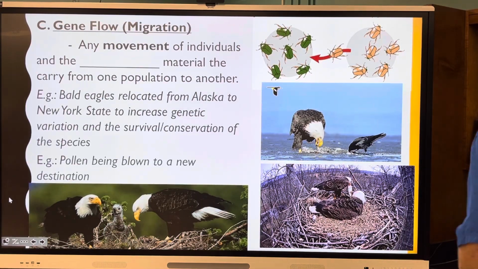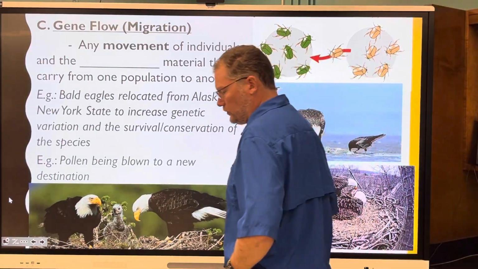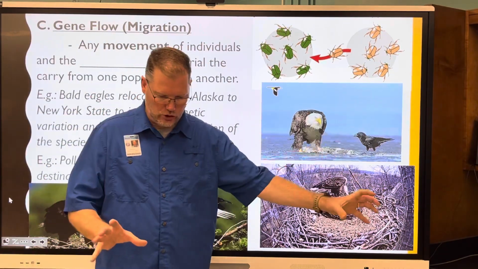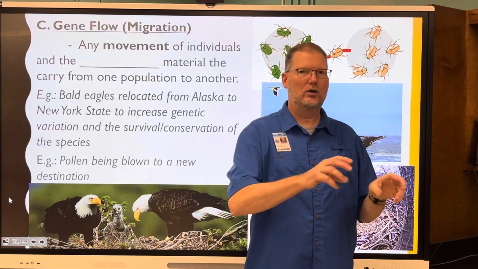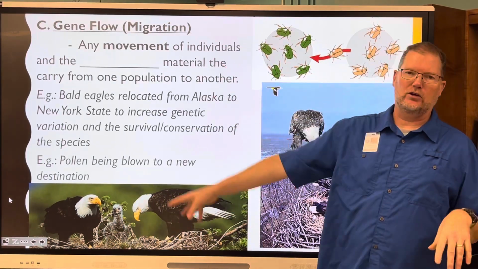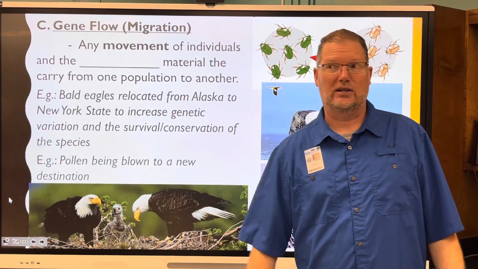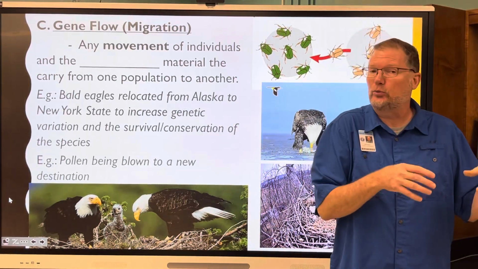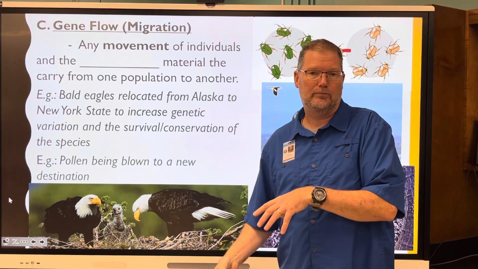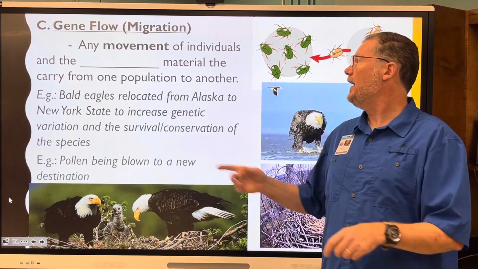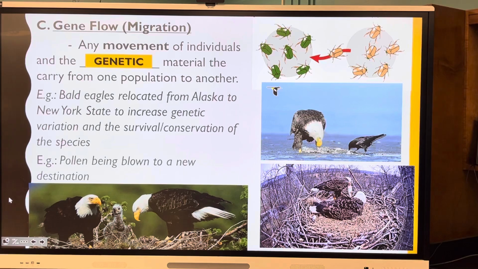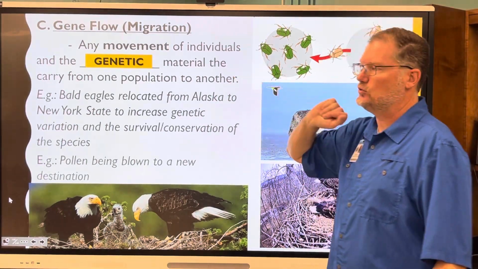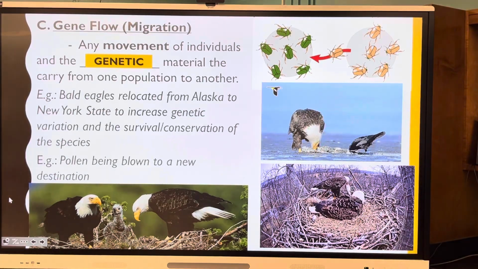Gene flow, and this is called migration. So in other words, you've got gene pool 1 and gene pool 2. Some of these organisms go, oh, I'm going to fly over here for some random reason, and they end up in a different population. And so they have carried genes from gene pool A to gene pool B. And that's called gene flow: any movement of individuals and the genetic material they carry, that should be they, T-H-E-Y, carry from one population to another.